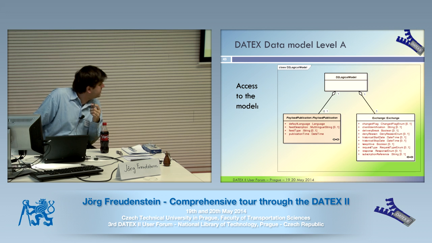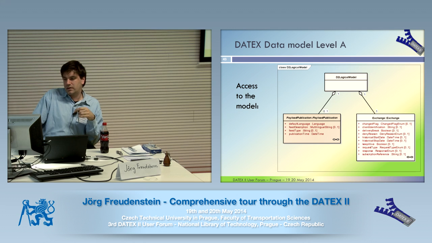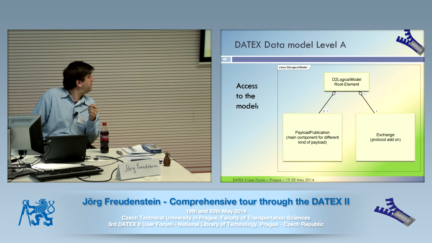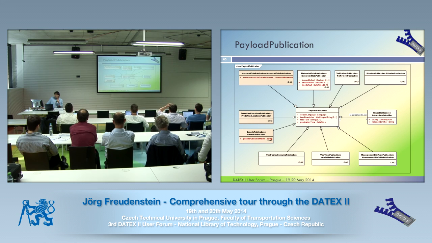Because there are later on some mandatory elements about the international identifier you have to express in every message, you cannot see them here. But the most likely thing is to use a payload publication. Okay, yeah, I made the picture a little bit nicer to read it better. And the payload publication has got a lot of possibilities how to express.